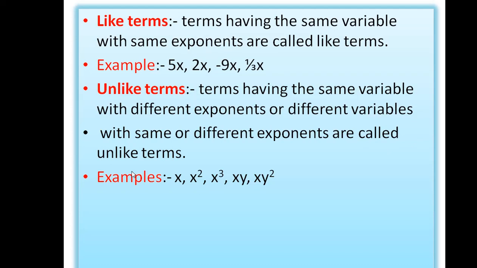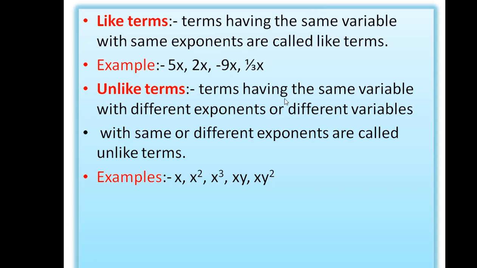Like terms and unlike terms. First we will see like terms. Terms having the same variable with the same exponent are called like terms. Same variable with same exponent, that is, x means x to the power of 1. So 5x is there, 2x is there. So these two are like terms. Why? Because x is the variable and both have exponent 1. Then these two are like terms, minus 9x and 1 by 3x. Here also the same. x is the only variable and the power is 1. So all four terms are like terms.